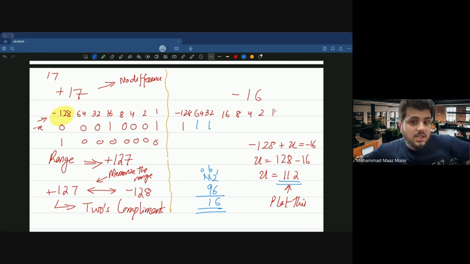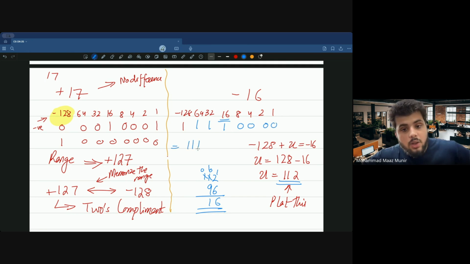Now, do we have a 16 up here directly? Yes, we do. We have this as a 16. So I will be just keeping this as 1 and the others are just going to go as 0. So I get the final answer as 1, 1, 1, 1, 0, 0, 0, 0. Now this number is basically denoting negative 16.